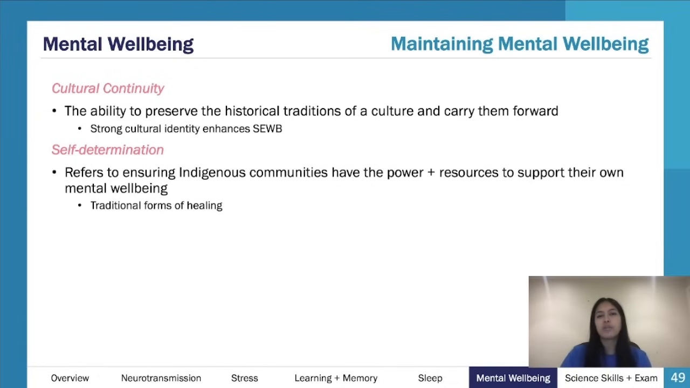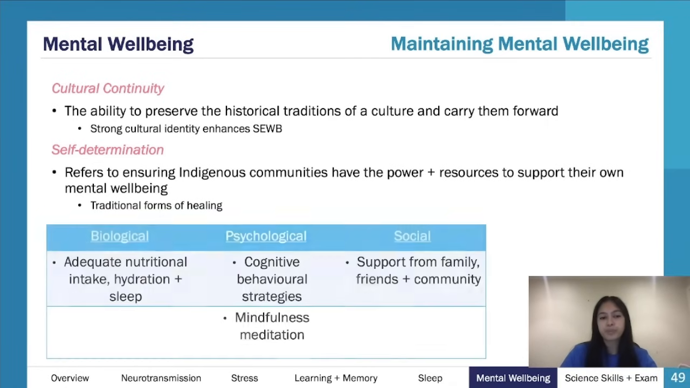So this idea of welcome to country ceremonies, traditional forms of healing, and lots of other examples that allow First Nations communities to preserve that culture and to engage in behaviors that allow this maintenance of mental well-being that maybe aren't so heavily emphasized in typical Western medicine or Western systems. So that's very important as well.